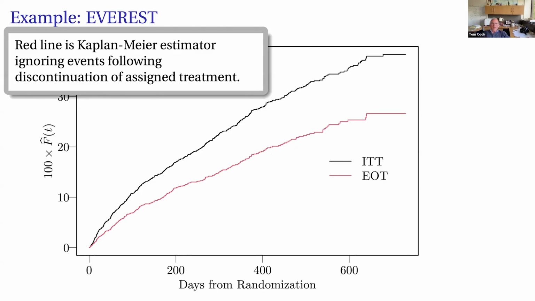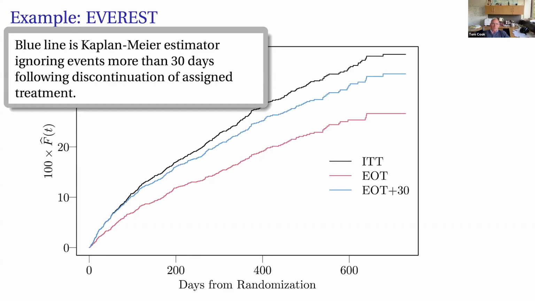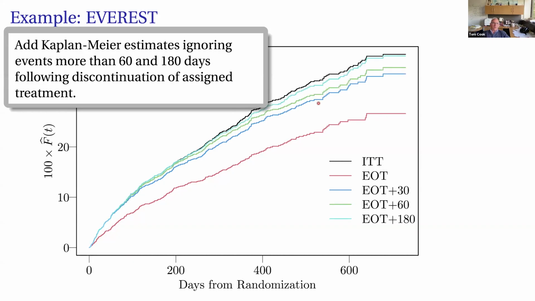Of course, they usually don't stop the follow-up immediately after treatment discontinuation. There's a window. So this is where I add a window of 30 days, saying we'll only count events that happen within 30 days of treatment discontinuation. This is closer to the ITT. Or we could even go farther out. Here are two curves that correspond to 60 or 180 days. And of course, if I extended that follow-up interval long enough, eventually it would coincide perfectly with the ITT version.